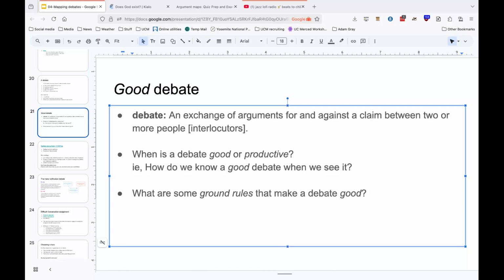What I'd like you to do is think for a moment on your own and then talk in groups about either version of this question. When is a debate good or productive? Or how do we know a good debate when we see one? From there, you can go on to the last question. What are some ground rules that make a debate good? But start off with either version of the question in the middle bullet point. When is a debate good or productive? Or how do we know a good debate when we see it? Is the question clear enough? Okay, we'll spend a few minutes on this. I will go ahead and turn on the music, I think.